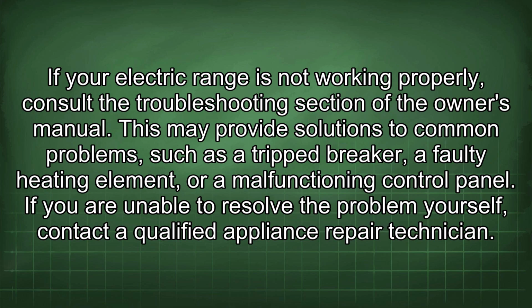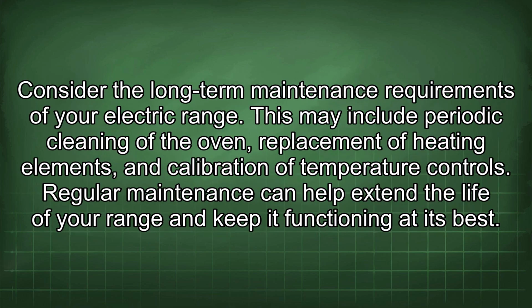If your electric range is not working properly, consult the troubleshooting section of the owner's manual. This may provide solutions to common problems such as a tripped breaker, a faulty heating element, or a malfunctioning control panel. If you are unable to resolve the problem yourself, contact a qualified appliance repair technician. Consider the long-term maintenance requirements of your electric range. This may include periodic cleaning of the oven, replacement of heating elements, and calibration of temperature controls. Regular maintenance can help extend the life of your range and keep it functioning at its best.